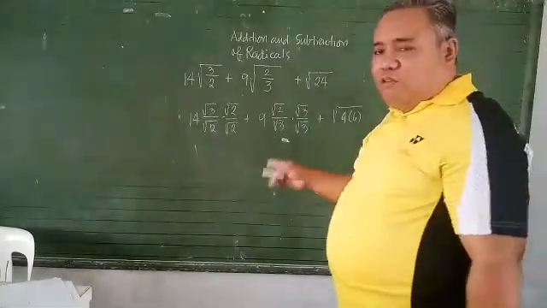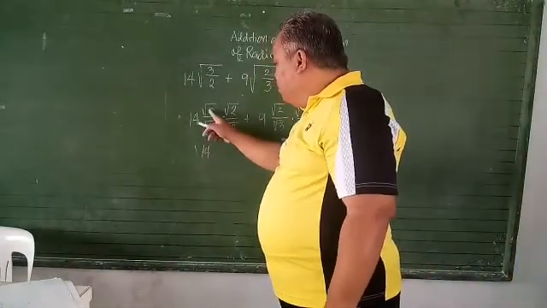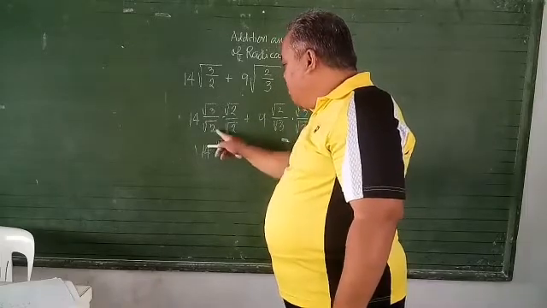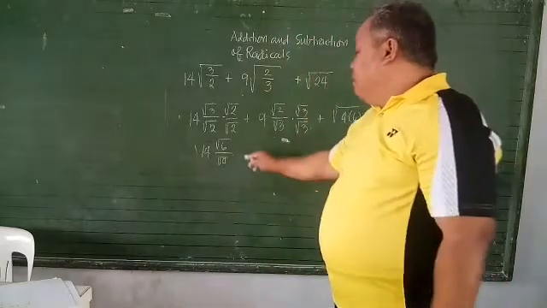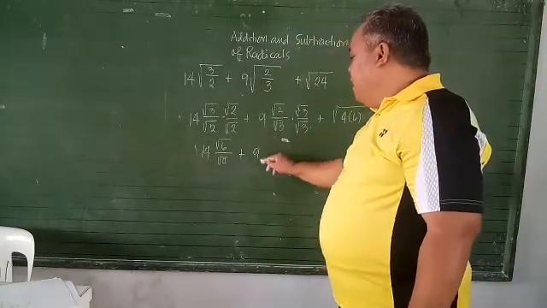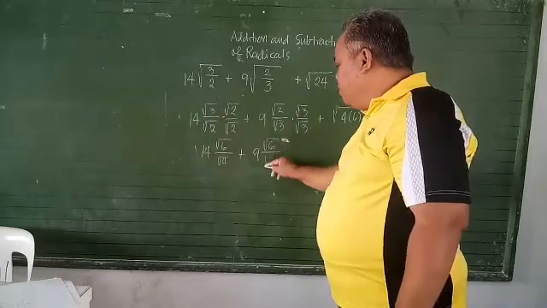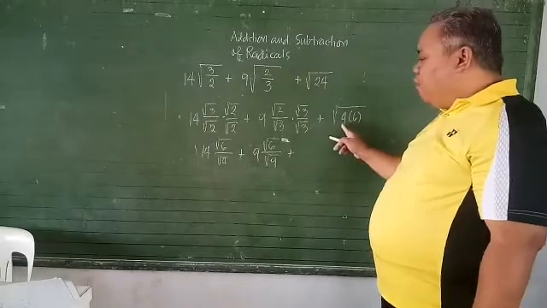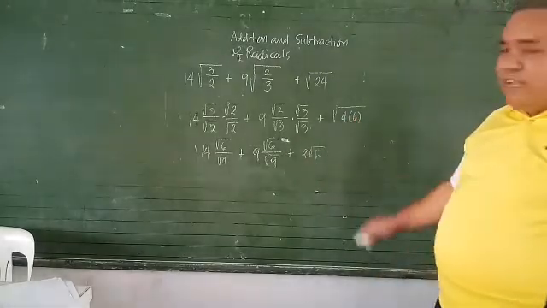And then we're going to do the rationalizing the denominator. So 14, multiply this one. This is the square root of 6 over the square root of 4. Plus 9, and then square root of 6 over square root of 9. Then plus square root of 4, that is 2, then square root of 6. Then take out 2 here.